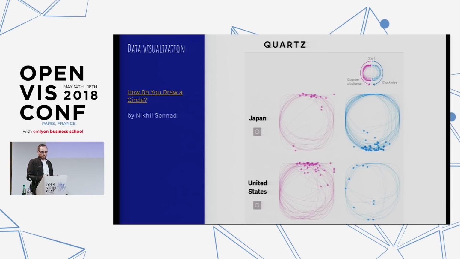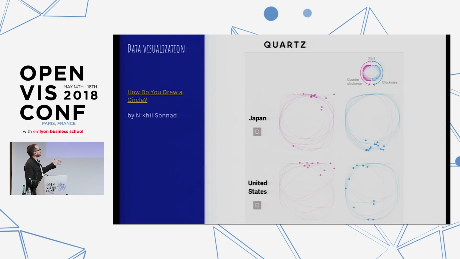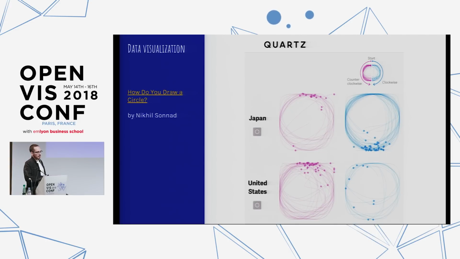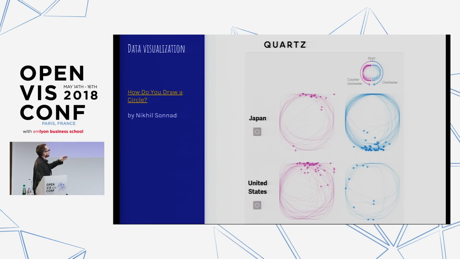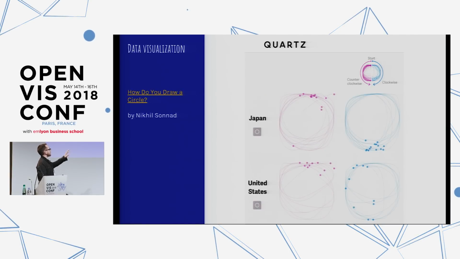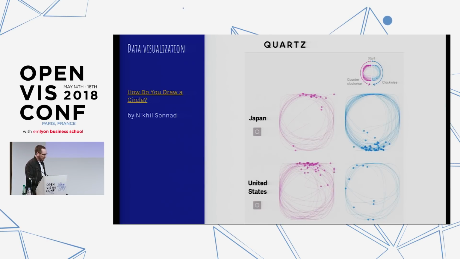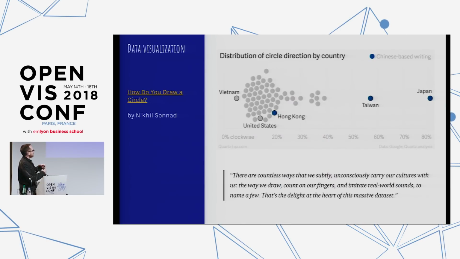So I want to move to another project, this great article in Quartz that deep dives into simple shapes. For example, they go into circles and developed an algorithm to figure out if the circle is drawn clockwise or counterclockwise. And we can see, for instance, that in Japan, people are much more likely to start at the bottom and go clockwise, whereas in the United States, people start at the top and go counterclockwise. They've extracted this feature of clockwise versus counterclockwise, and they can then visualize that, count up the percentages in different countries and look into these cultural patterns across the world.